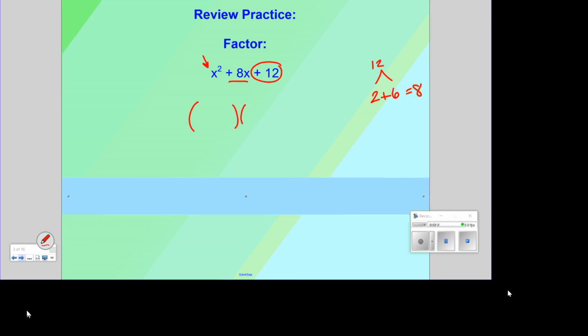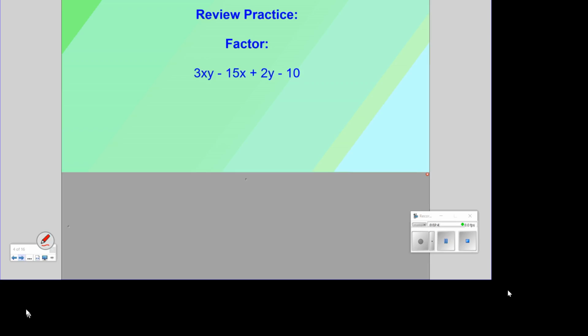Once you determine which factors you need and the signs that they need to be, then to fill in the first slots of your binomials, you just take the square root of that first term and fill that into the first slots. So this trinomial factors to x plus 2 times x plus 6. Let's also review the grouping method.